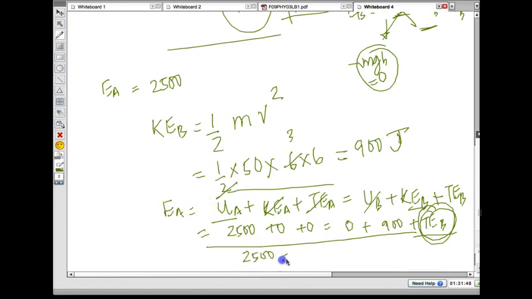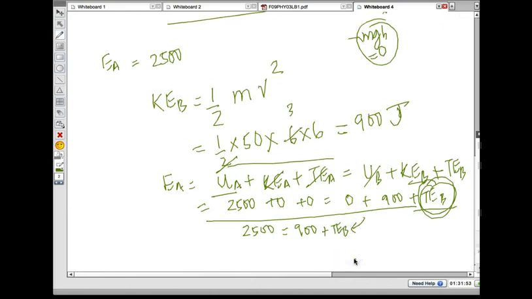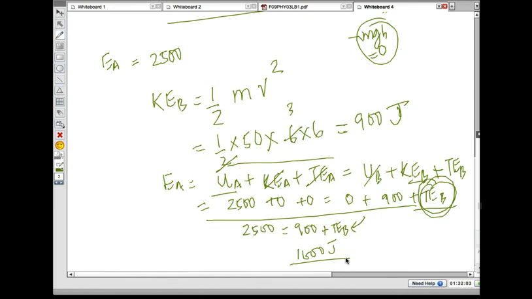2500 equals 900 plus thermal energy at B. What is thermal energy at B? Simple question. 1600 joules. That's the answer. Is this clear or is this not clear? I have no idea why this is taking so long.